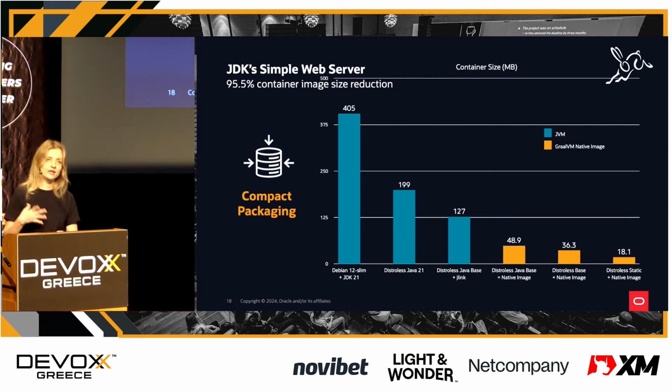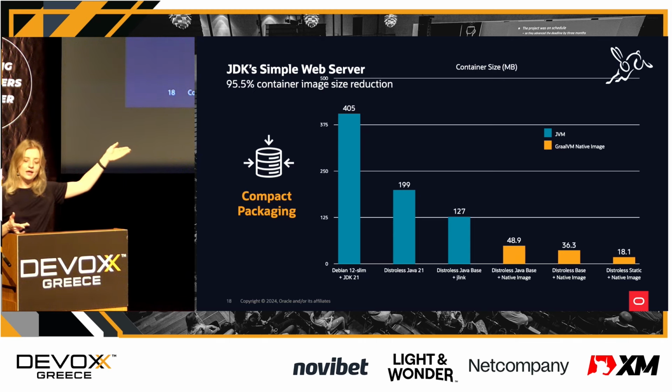One thing when it comes to packaging, if you want to have very small container sizes, native image is very good for that. And here we're comparing a lot of different kinds of packaging options that you can have. The blue ones, that is still the JVM, and then the orange ones, that is native image. And you can see how you can go to 20x smaller compared to the biggest JDK setup. So from 400 megs to just 18.